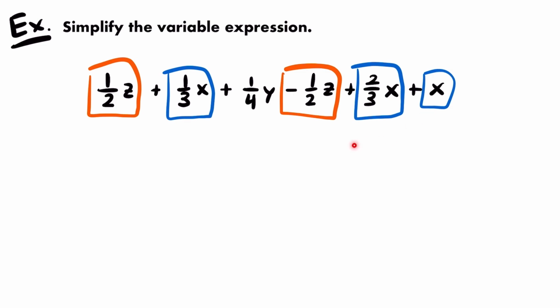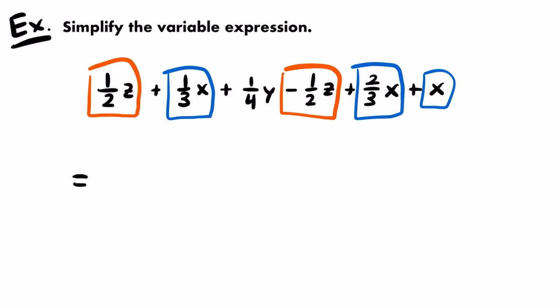And then that just leaves us with 1/4 y, which doesn't have any friends. There's no like terms for that variable term. There are no other terms that involve the variable part of y. So it's on its own. We'll just rewrite it when we simplify the variable expression here. But now let's do that. Let's add our like terms.